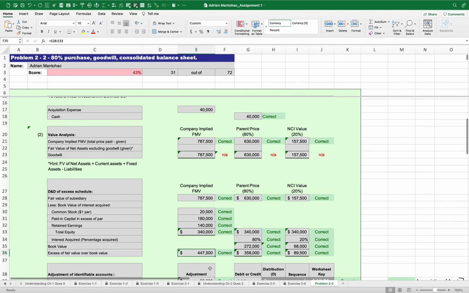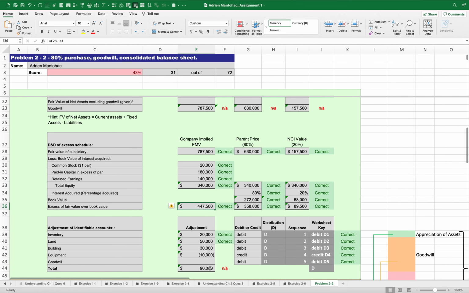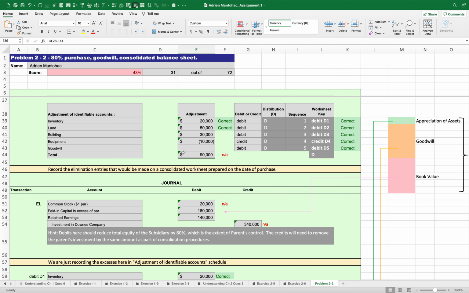Part of it is goodwill, you betcha, but it also has some other components, and luckily they give us this information in what is known as the adjustment of identifiable accounts. We have just figured out that we have 447,500 paid in excess over the book value of our subsidiary. Our task is to determine where that number came from. Why does that number exist? So to help us along with that, we're going to employ another tool called adjustment of identifiable assets.